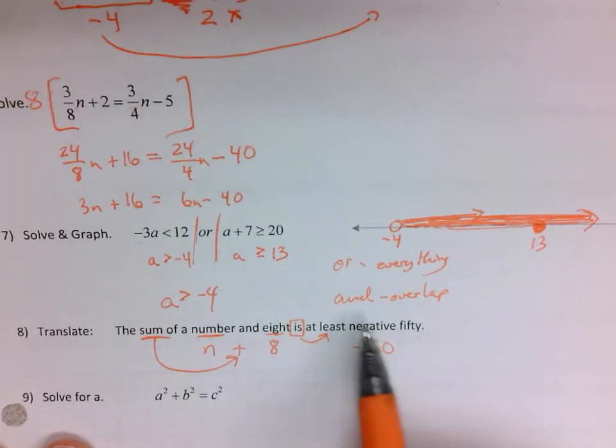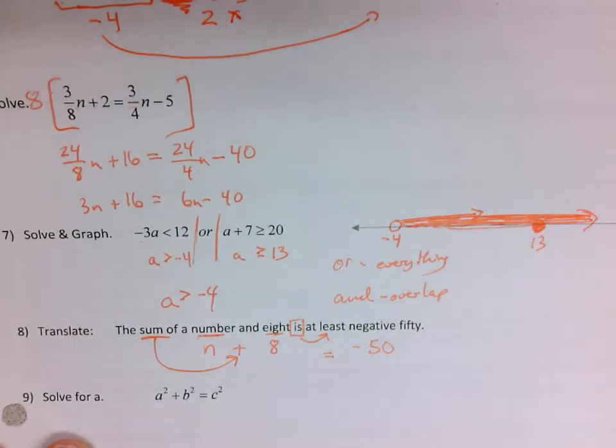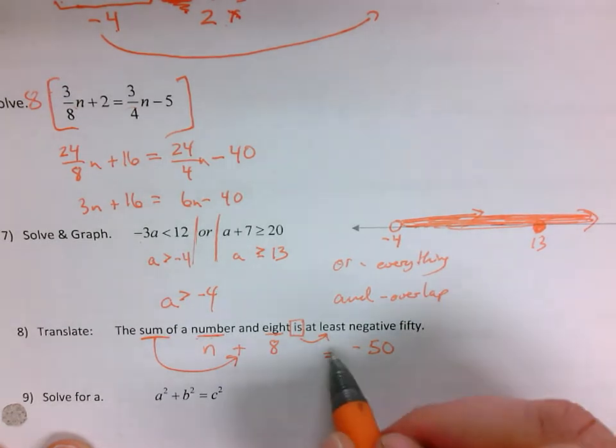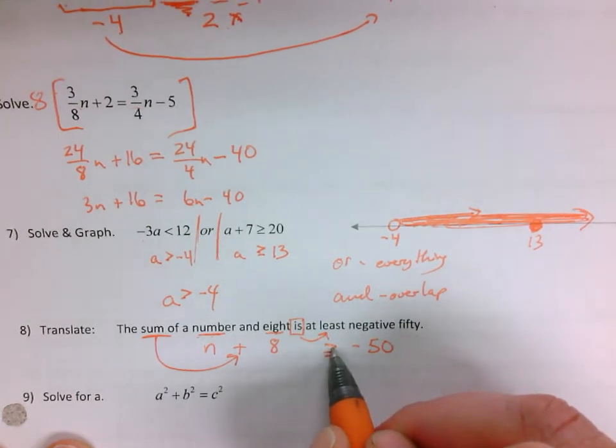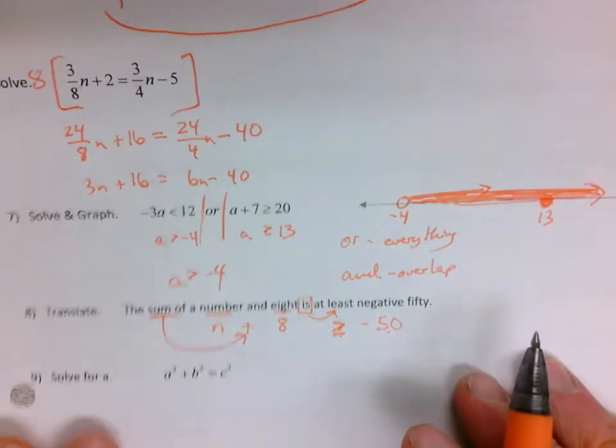Now I've got to figure out what "at least" means. It means I could get -50, but I could get more than -50. So at least is -50 or more than that, greater than or equal to.